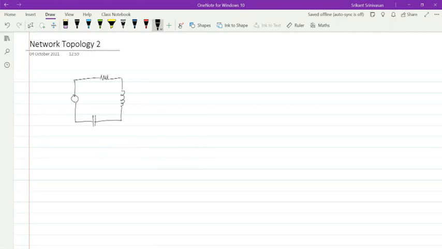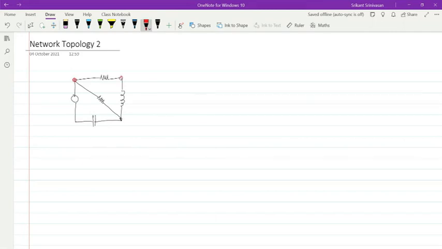Some RLC circuit, okay? And let's say that there is one diagonal element also. Let's say that this is the circuit we are going to try to solve. So the first thing we are going to do is convert this to a graph. So we start putting the nodes.